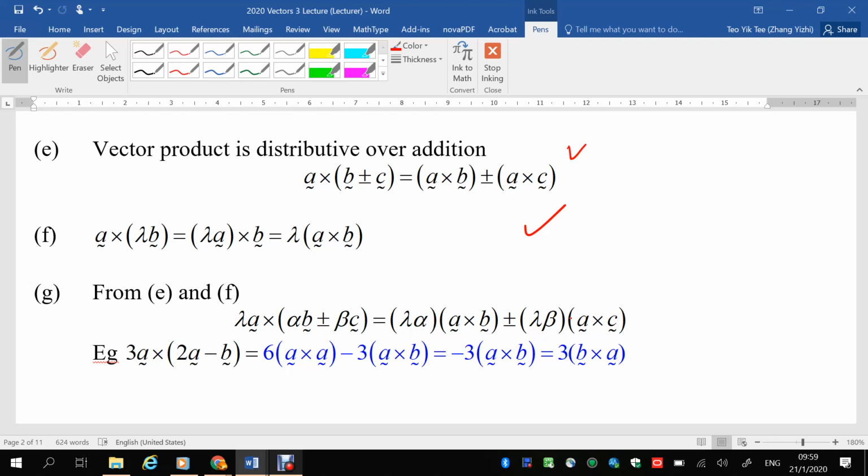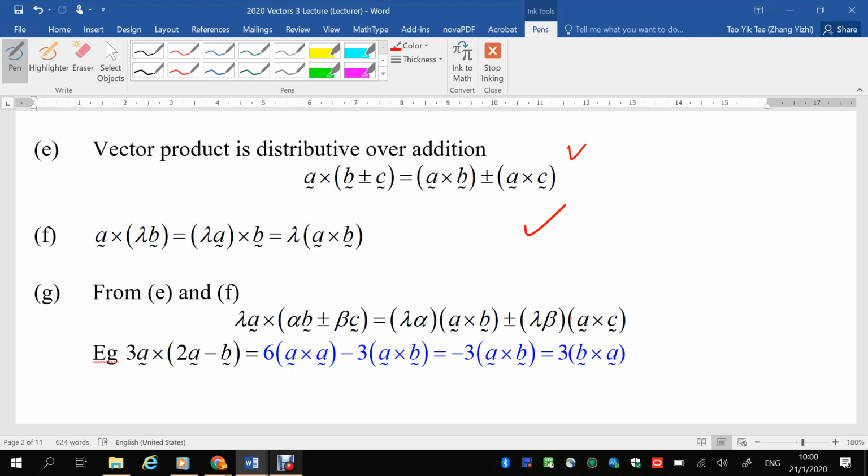3a cross with bracket 2a minus b. Distributive law says that is 6a cross a minus 3a cross b. Anyone with a problem with the first line first? Let's settle line by line. Can you understand how I go from here to here? It's just distributive law. 3 times 2, I get a 6. a cross a stays. 3 cross over, minus 3 times a cross b.